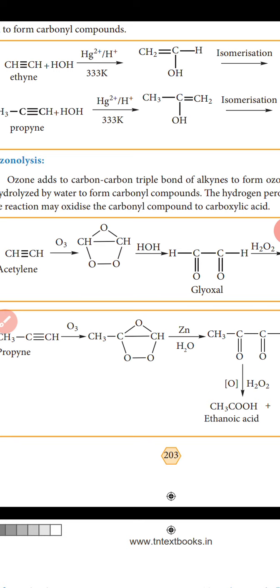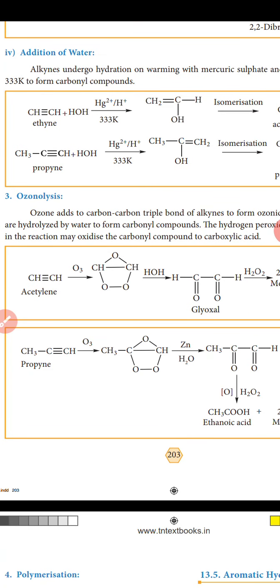In this ozonolysis process, acetylene reacts, forming oxygen to oxygen bonds, H2O2 hydrogen peroxide, giving glyoxal; the reaction with hydrogen peroxide gives methanoic acid as the last product. The same process with propyne, with sulfuric acid and ozonolysis O3 added, gives ethanoic acid and methanoic acid.